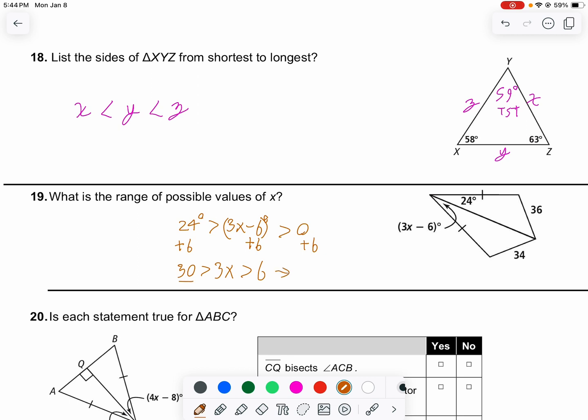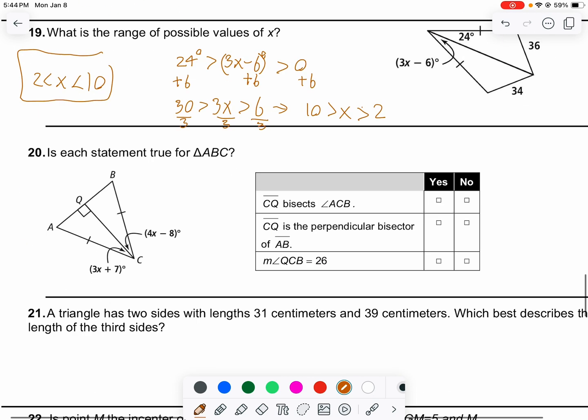Divide each one by 3, and we end up with 10 is greater than x, which is greater than 2. So we know that 2 is less than x, which is less than 10. We know that it's going to be between there.